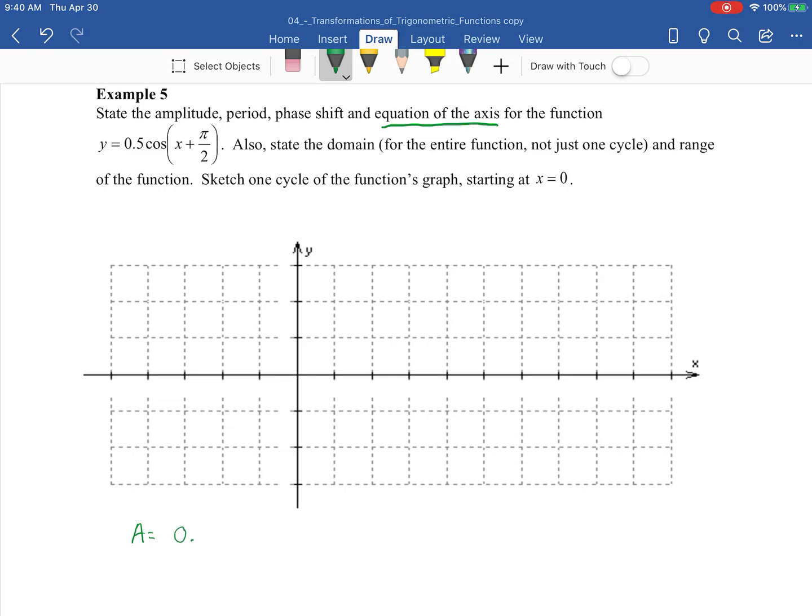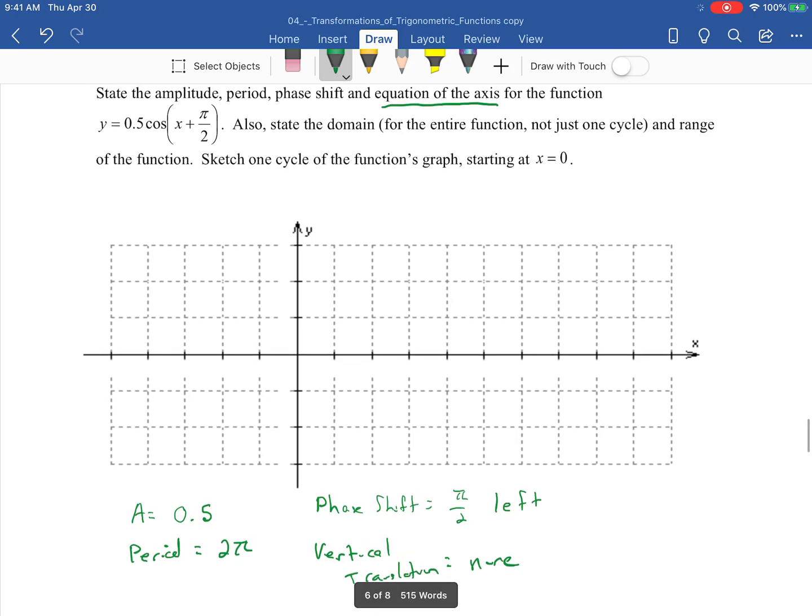So, amplitude is just that vertical stretch that's off the front there. Amplitude here is 0.5. Period. There is no K value here. There's no horizontal stretch or compression here. So the period's 2 pi. It also said, talk about the phase shift. And this phase shift is what we called horizontal translation before. And it's pi over 2 left this time because it's plus. There's no vertical translation. It didn't ask for it, and that's because there wasn't one here.